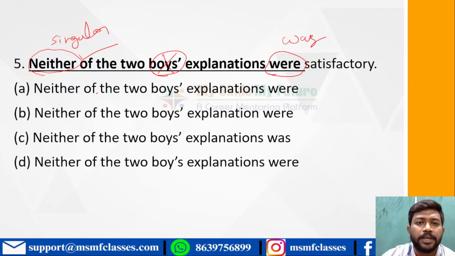So the answer, neither of the boys' explanation was. Where is was? You can eliminate this one, and this one. This also can be eliminated. Only C is the answer. This gives the correct meaning. Okay, not were. Neither of the boys' explanation was is the correct answer. Not only neither, even when you are using either also. Soumya has answered C and Zo has answered B, but C is the correct answer.